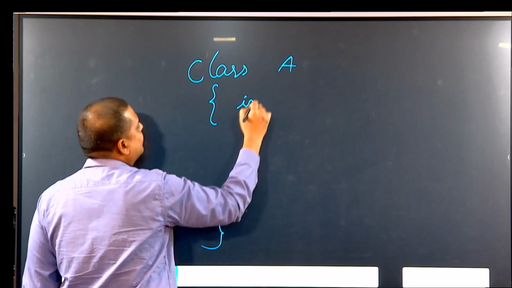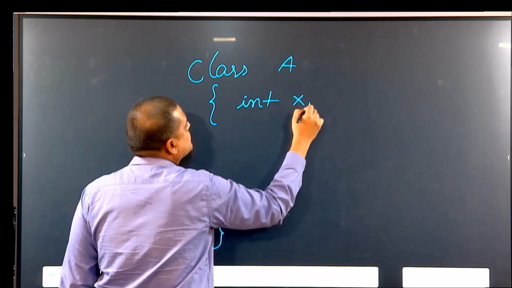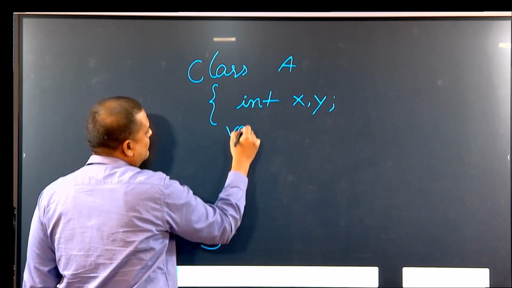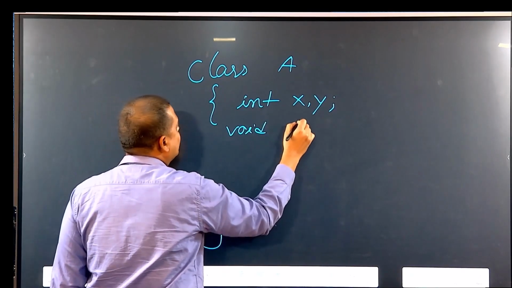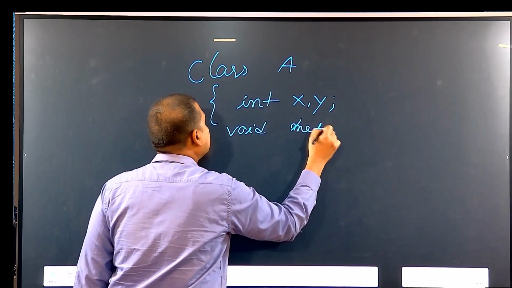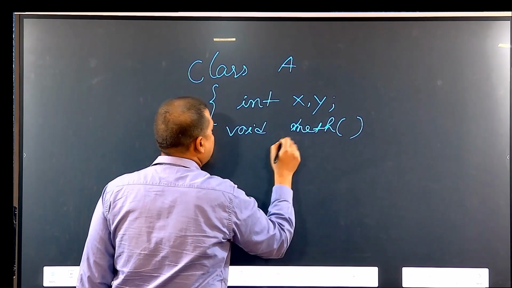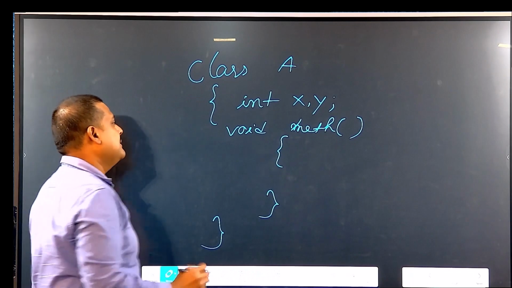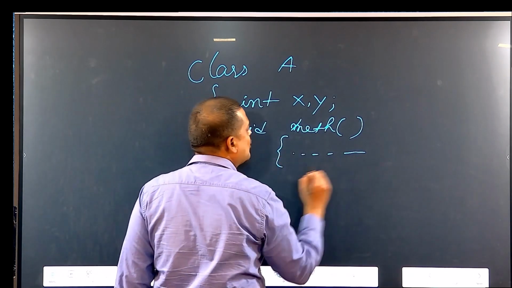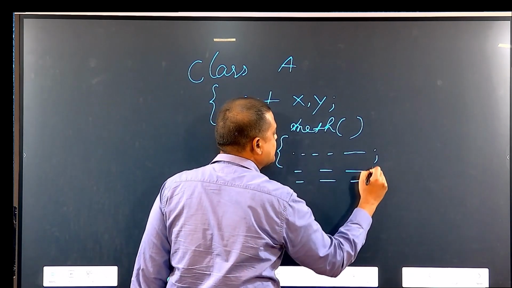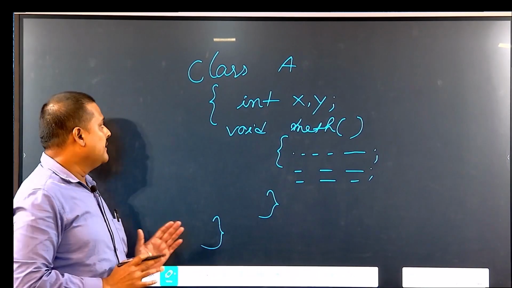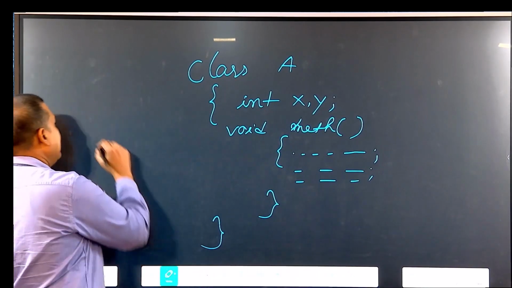Here are some variables like int x, y and some methods. Void, say for example, meth, it is a method. Okay. There can be multiple methods, and in this method there are so many statements. So, this is a template. Okay. So, this is called a template.